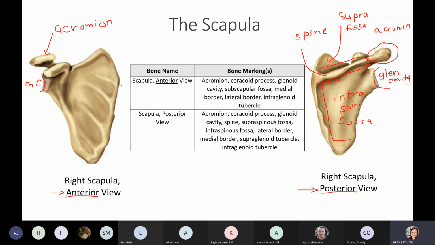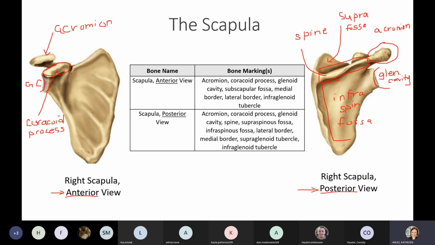But the other thing that we can see when we're looking from the front view is another thing that sticks out. This other thing that sticks out here is called the coracoid process. That one sticks forward a little bit more, and that's an important one for muscle attachment, the coracoid process.